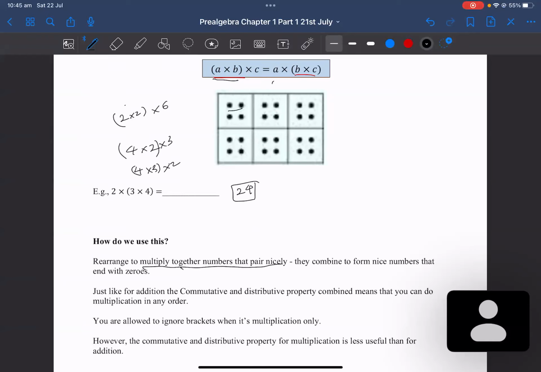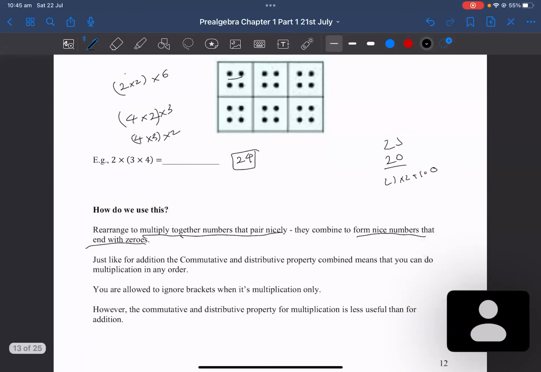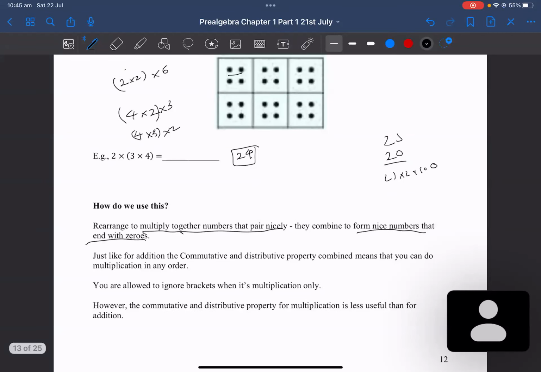So for example, form nice numbers that end with zeros. As you all know, multiplying numbers that end with zero is super easy, because you just multiply the smaller numbers, then add a zero to it. 25 times 20: say 25 times 2, which is 50, and then you add an extra zero. So if you can find numbers that pair up to multiply to numbers that end with zeros, it's really easy for us. Just like when you add, you want to find numbers that have zeros.